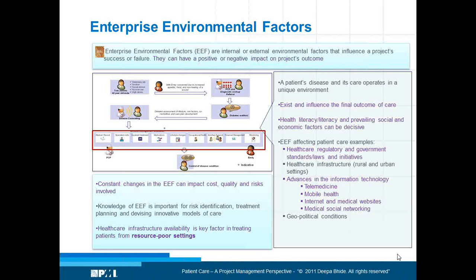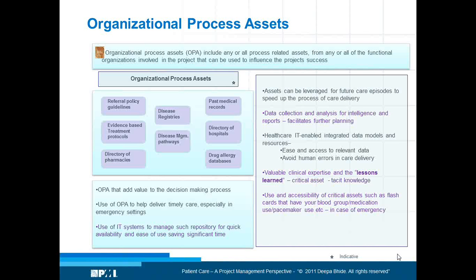Organizational process assets. These include all process-related assets that can be used to influence the project success. Every organization, which includes hospitals, the clinics, and like I have mentioned, blood banks and other delivery centers, have a set of assets that can be leveraged.